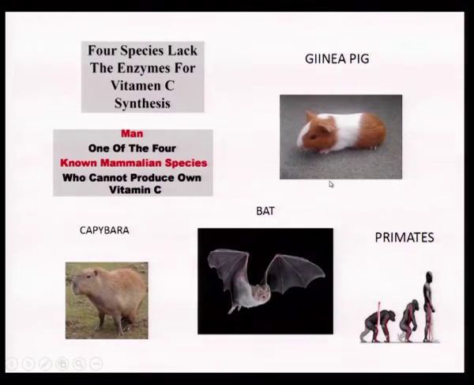Here is one example. You look at this picture where you have 4 species that lack vitamin C synthesis, and man is one among them. He is one of the mammalian species who cannot produce vitamin C. So capybara, bat, guinea pig and primates. So that's one of the reasons why we have this important message that dietary supplementation of vitamin C is very important. Since we cannot make vitamin C on our own, we are totally dependent on the diet that we take.